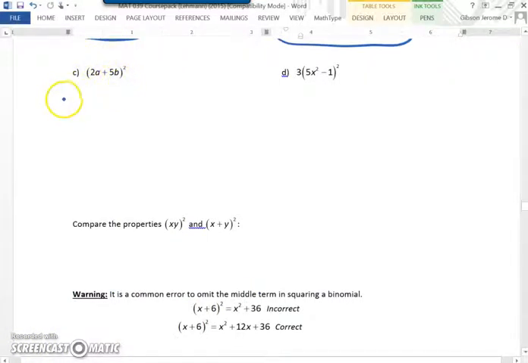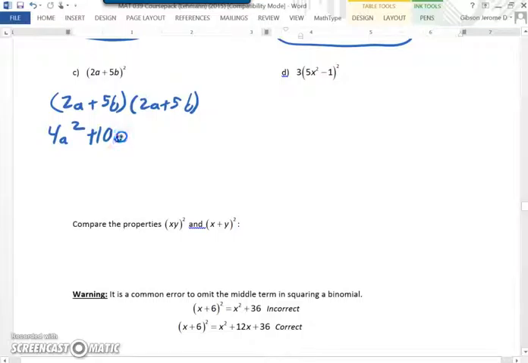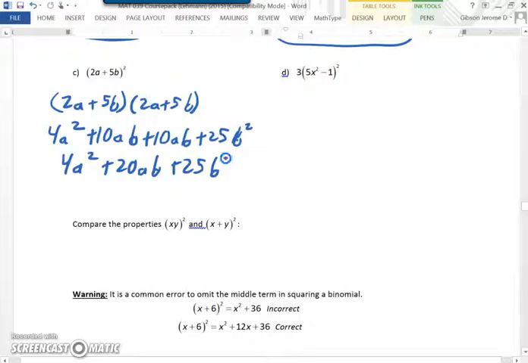And now we go on here to C. It'll be 2a plus 5b times 2a plus 5b. Now we will multiply. 2a times 2a is 4a squared. 2a times 5b is 10ab. 5b times 2a is 10ab. And 5b times 5b is 25b squared. So now we have 4a squared plus 20ab plus 25b squared. That is the final answer.